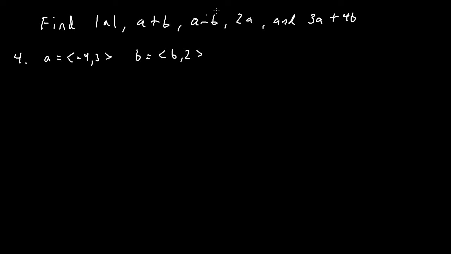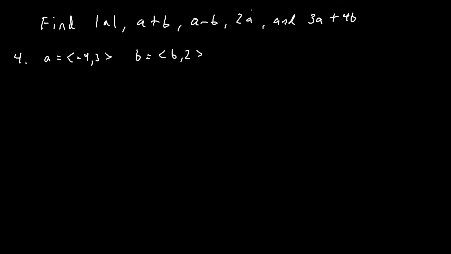So now in order to find a minus b, we're just going to go ahead and subtract the components. So a minus b will give us the resultant vector with components negative 4 minus 6, so that'll give us negative 10, and then 3 minus 2, which is obviously 1.